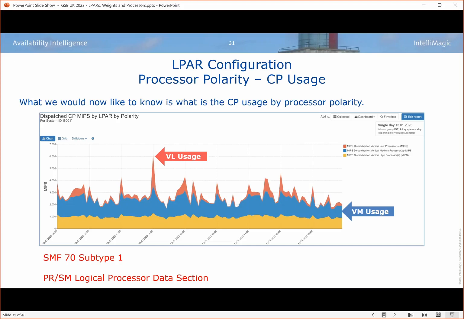And you'll see, of course, that the peak I've just highlighted there, 11 o'clock, matches our peak that we just looked at, okay? So what we're looking at here is a view of the dispatch CPs based on the polarity of the CP, i.e. how efficient is the workload using the processes that we've defined for that LPAR.